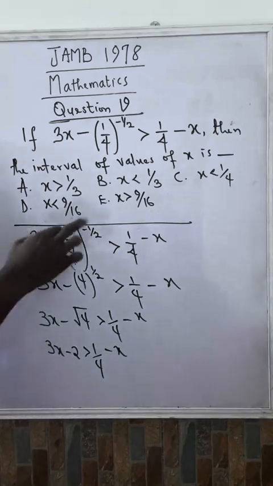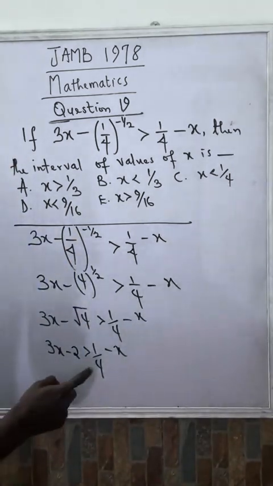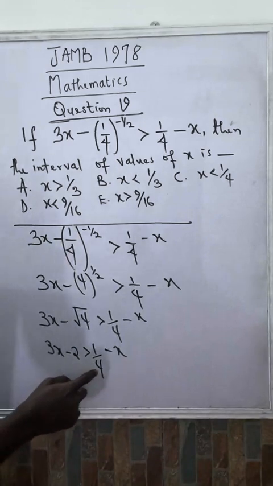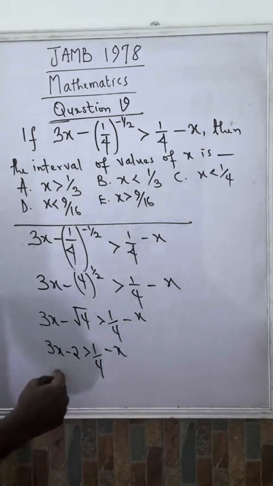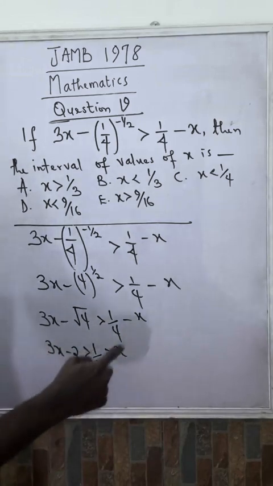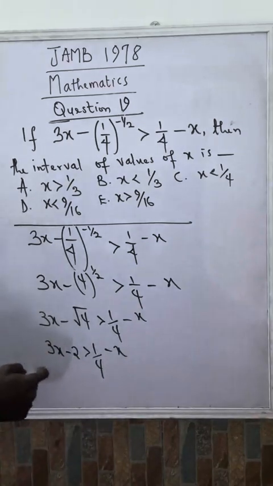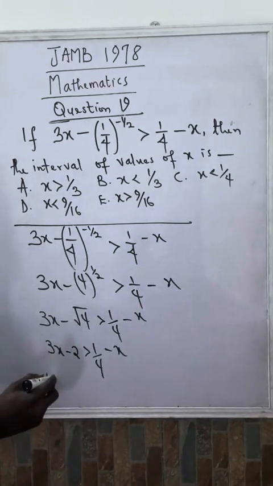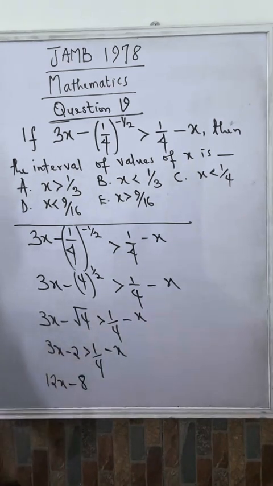Now, the major part of my problem is already solved. The next thing is, how do I take care of this fraction? Because the LCM of all the denominators will be 4, if I multiply each term by 4, this 4 will go away. So I'll start with this. 4 times 3x will give me 12x. Minus 4 times minus 2 will give me minus 8.